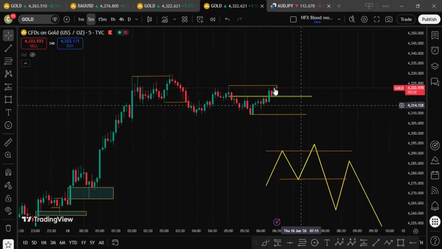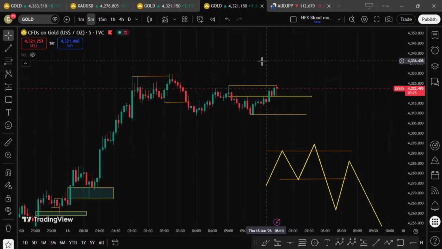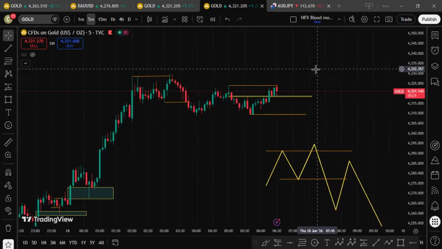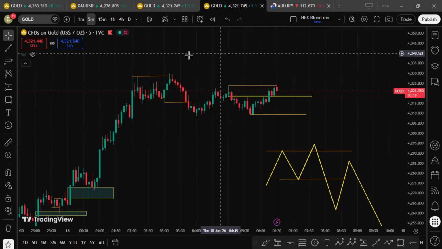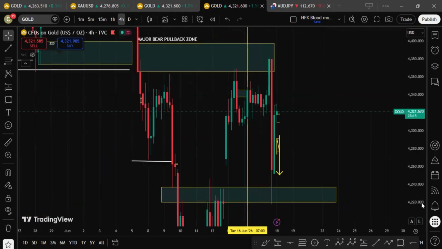Apart from that, entering any sell here is too early and quite risky, right? It's too early and quite risky. So that's it. But generally, this market, look at this. Let me show you now.